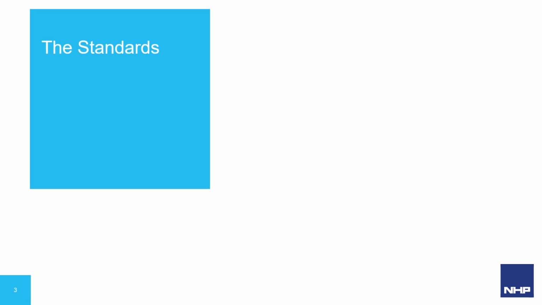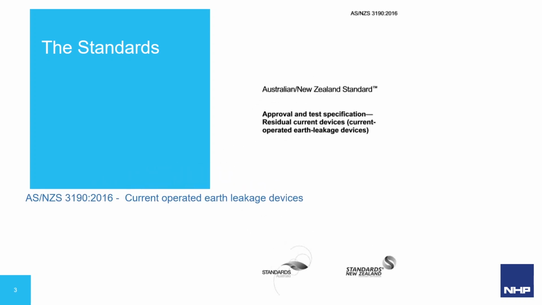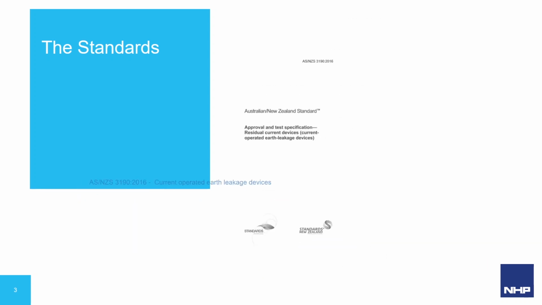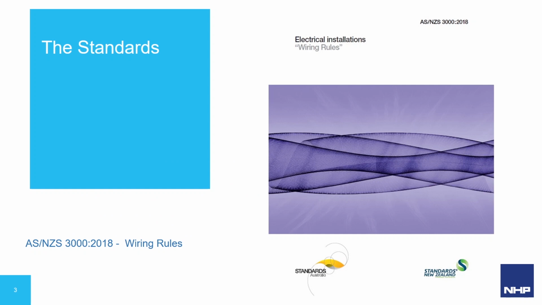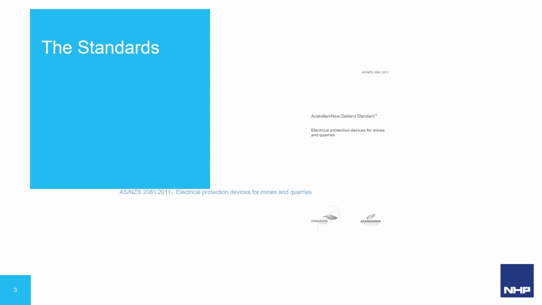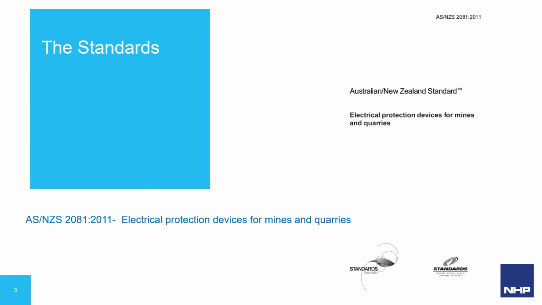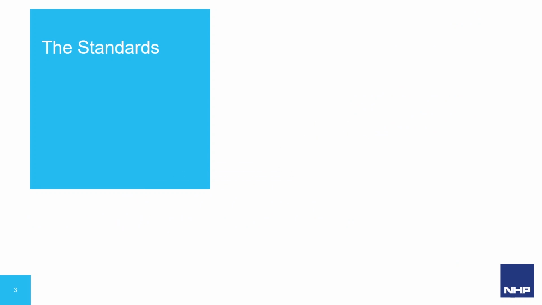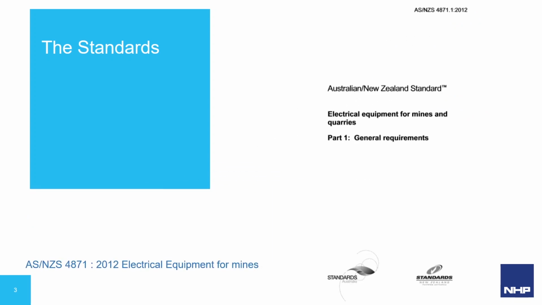In this presentation, we'll be referring to a number of standards associated with the subject matter, specifically AS/NZS 3190:2016, current operated earth leakage devices, AS/NZS 3000:2018 wiring rules, AS/NZS 2081:2011 electrical protection for mines and quarries, and AS/NZS 4871:2012 electrical equipment for mines and quarries.